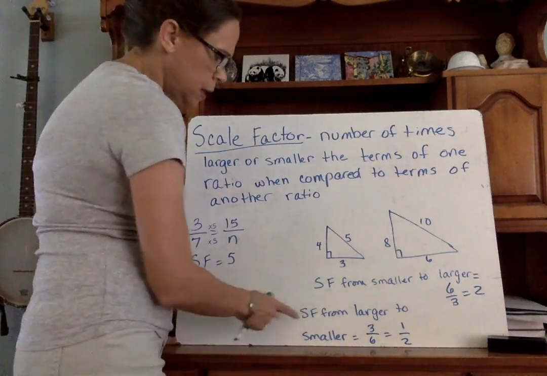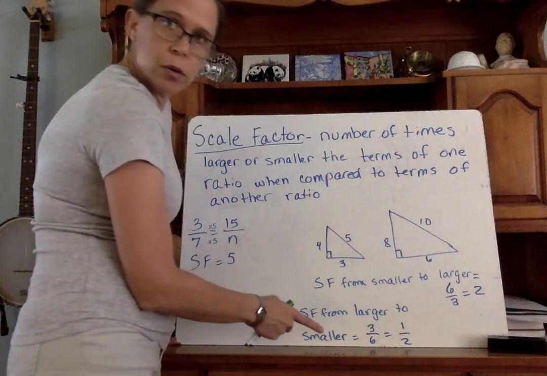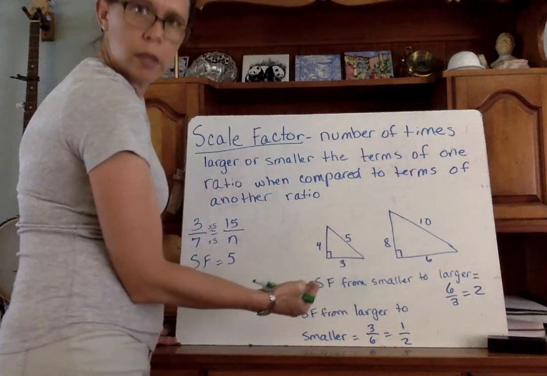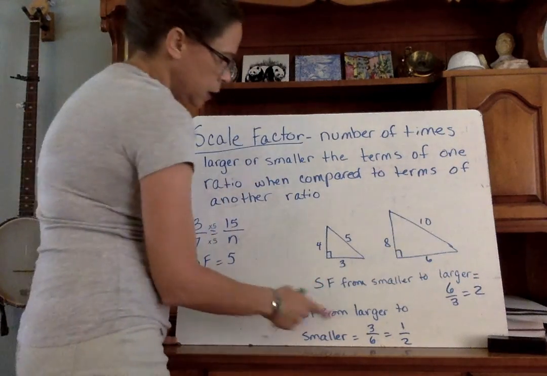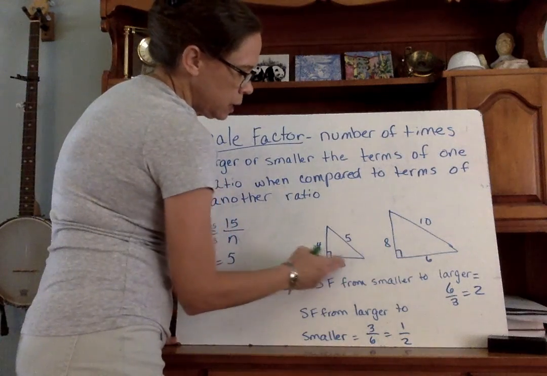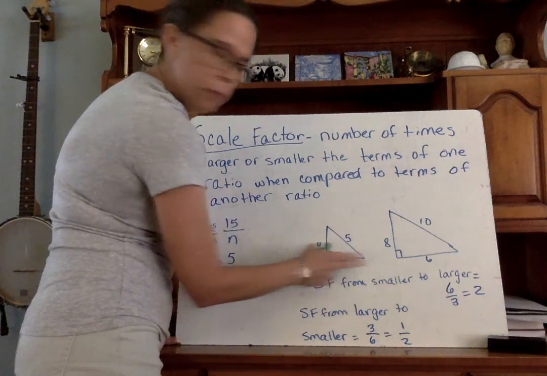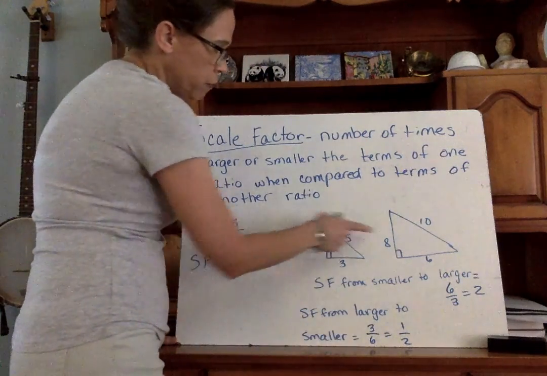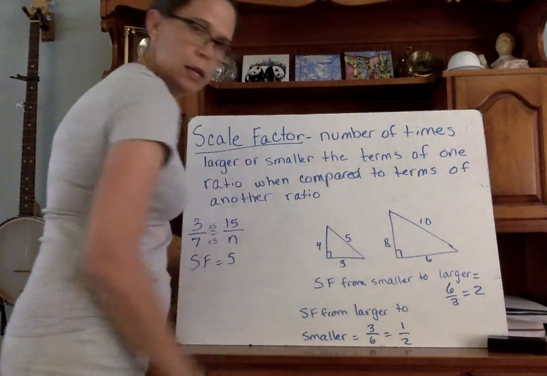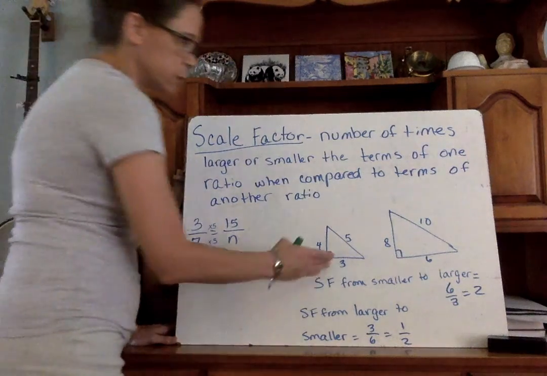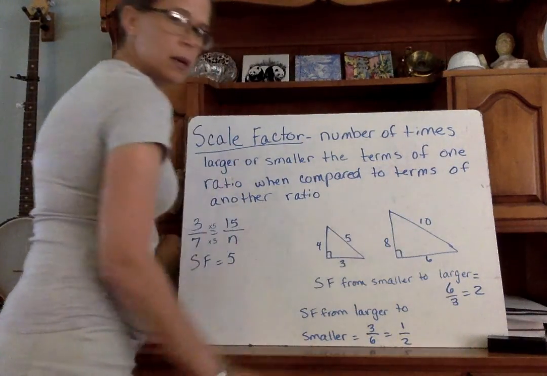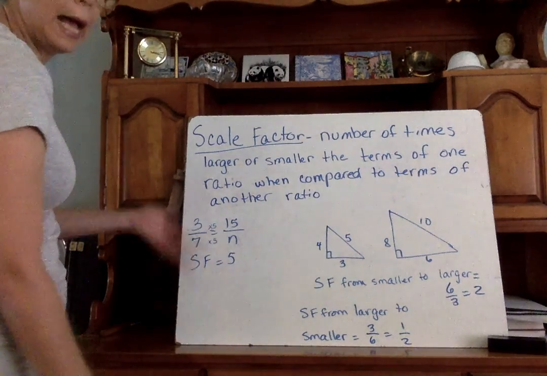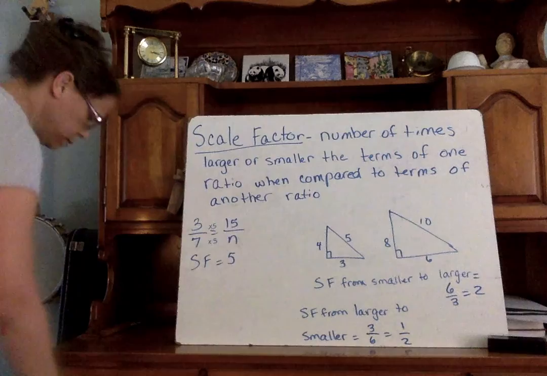Okay? If I want to know the scale factor from the larger to the smaller, what's the scale factor from the bigger one to the smaller one? That's going to be less than 1, right? So I would divide the measurement on the small one by the measurement on the big one. 3 divided by 6 is 1/2. 4 divided by 8 is 1/2. 5 divided by 10 is 1/2. Okay? So the small one is half as big as the big triangle. So scale factor: how many times bigger or smaller is it?